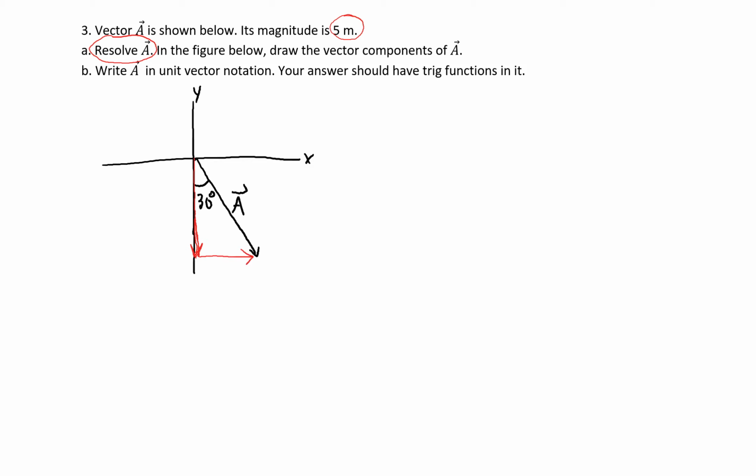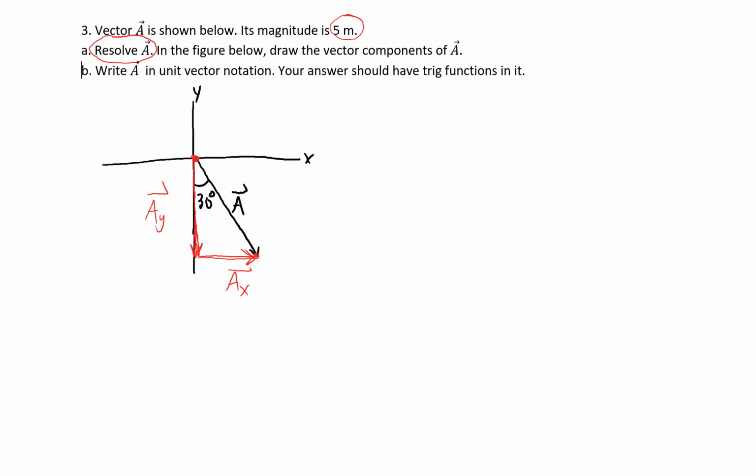And if you have trouble remembering which way the arrows go, the way I like to think about it is it's like walking. You can take the shortcut or you could take the long way. The shortcut would be to go directly from the origin out to the tip of the arrow. That would be right along A. But the long way would be to go down along AY and then over to the right along AX. And that'll tell you which way to put the arrows. So that's how you resolve the vectors.